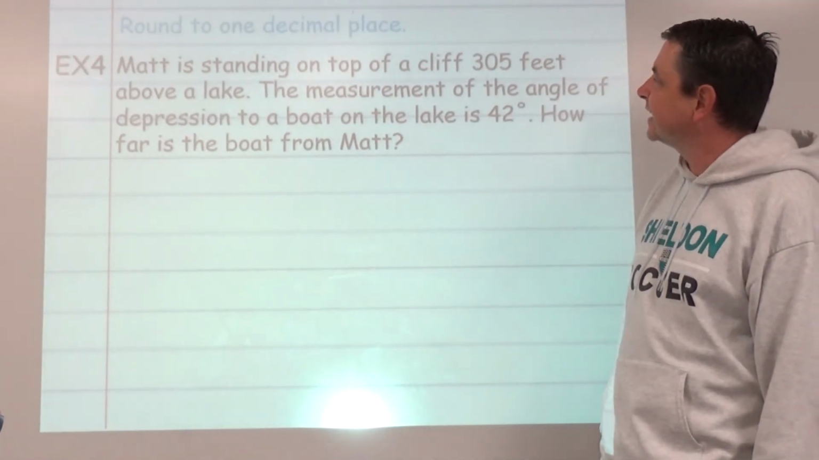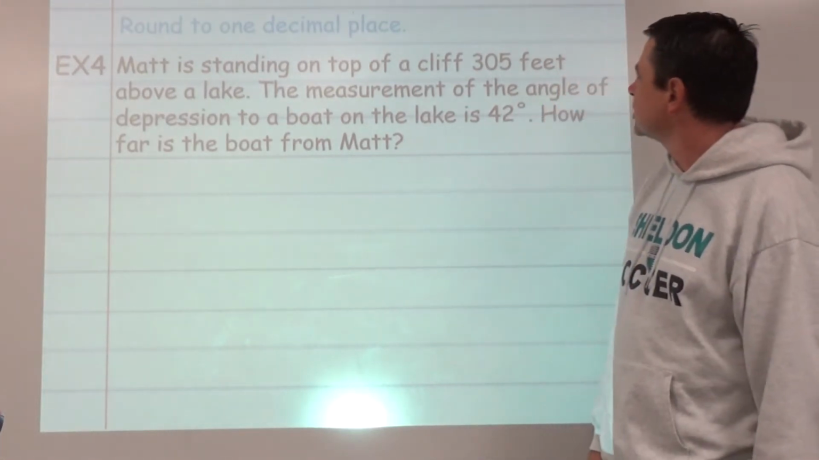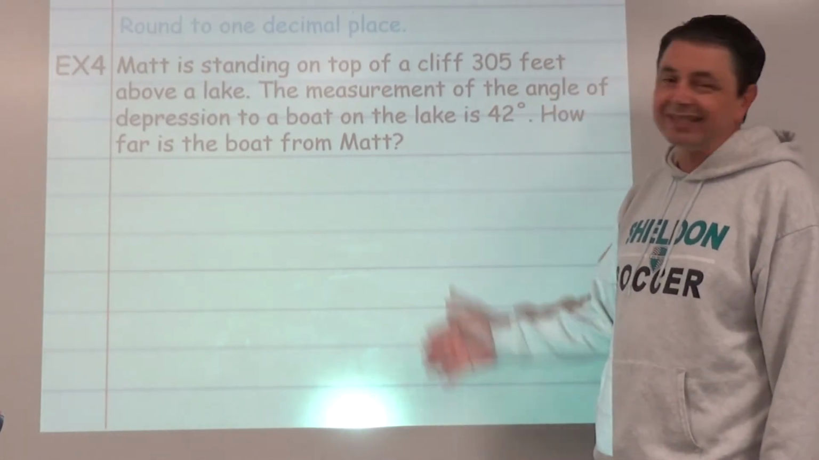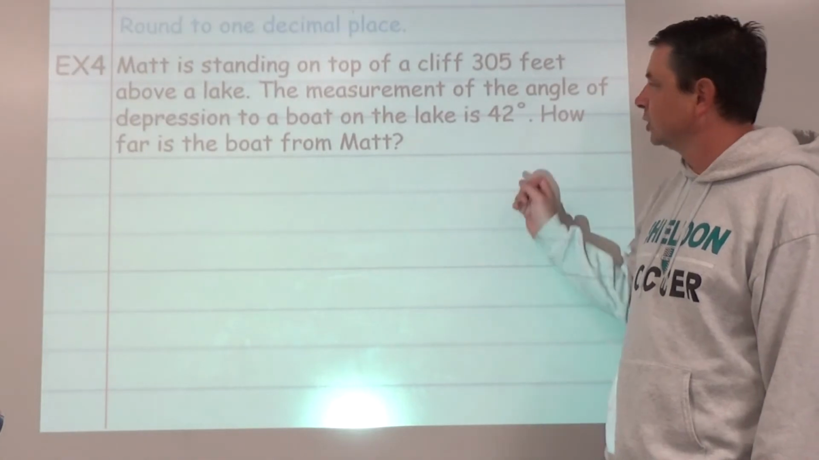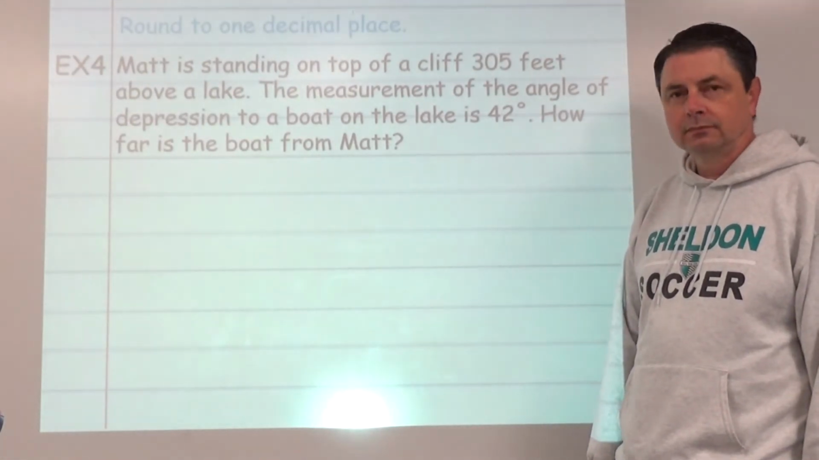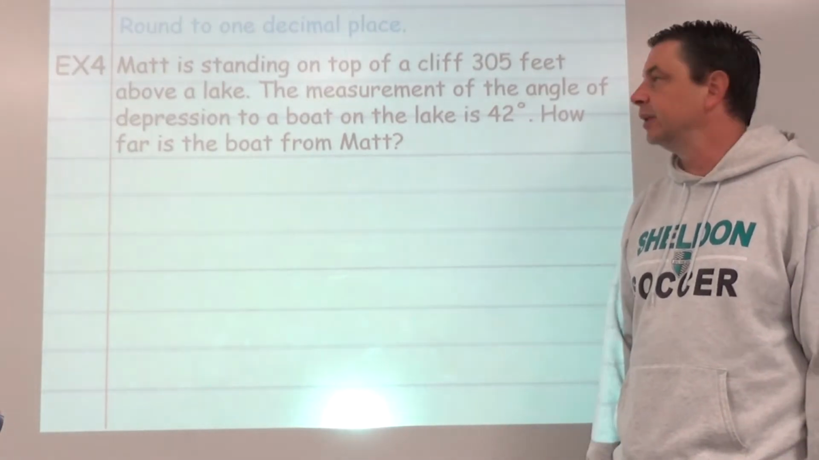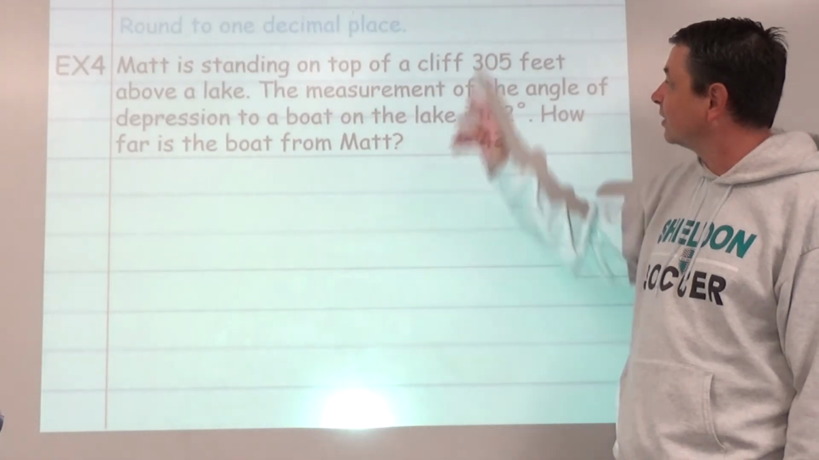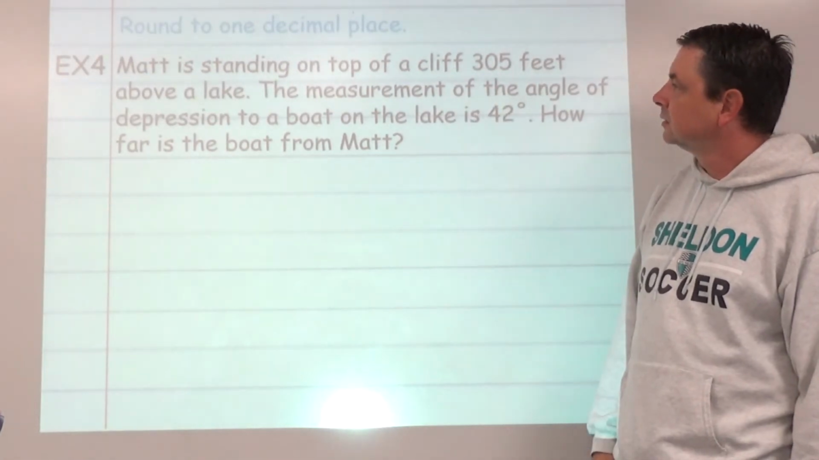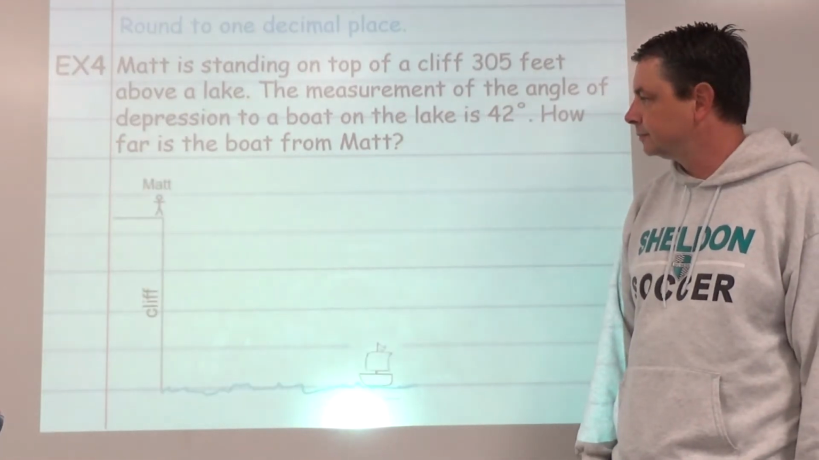Example number 4, Matt is standing on top of a cliff 305 feet above a lake. The measurement of the angle of depression to a boat that's out on the lake is 42 degrees. How far is the boat from Matt? The sketch might be a little bit more complicated here, so let's take it a little bit slower. What we do know is that we have a cliff, we have a lake below, and Matt's on top of the cliff.